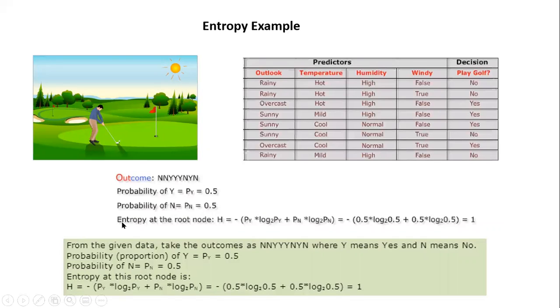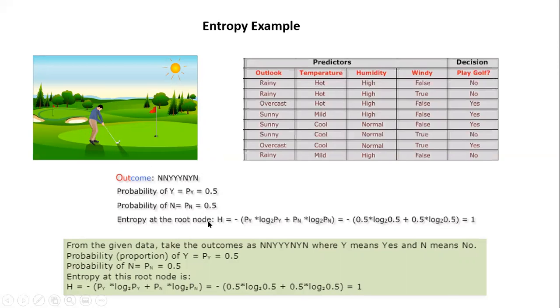So now how to calculate the entropy at the root node? My complete outcome is what? Just consider this much of the history. Out of this, we went to play: no, no, no, no, yes, yes, yes, yes, right? So this is my output. There were 4 times no and 4 times yes. Based on this, I got the probability of yes and probability of no, whether we are playing or not playing. This is the complete probability, 0.5, 0.5.